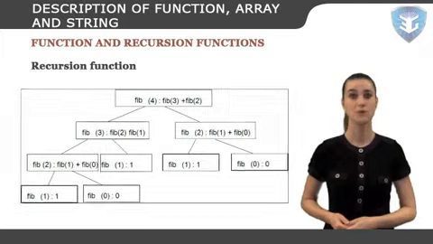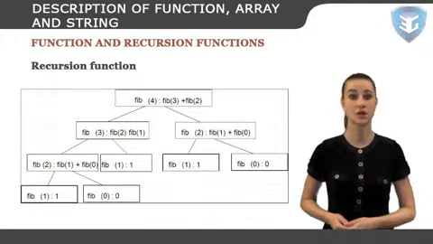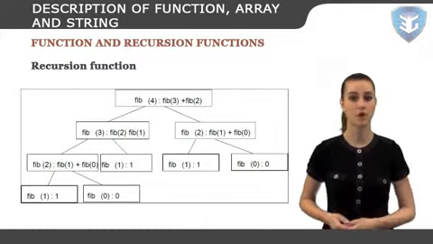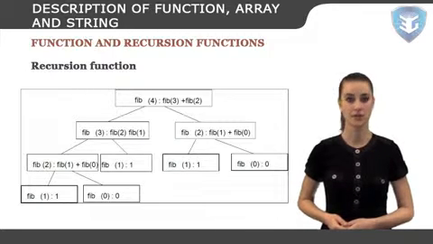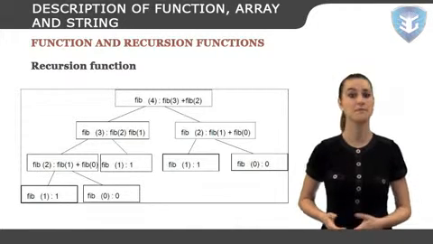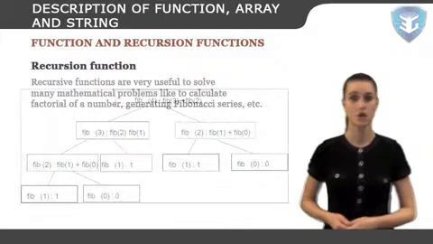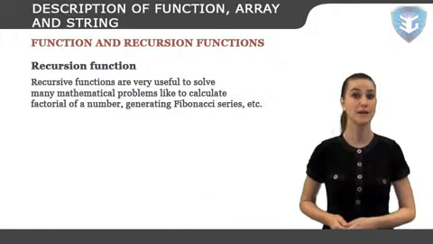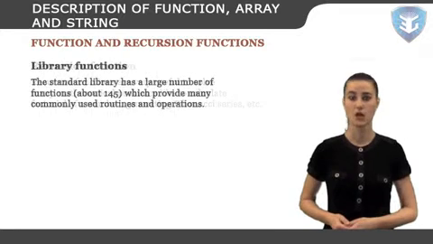Some example prototypes are shown here. Recursion function. In computer science, many problems require a divide and conquer strategy. The technique of recursion uses this strategy. In its simplest form, recursion is a function that divides a problem into smaller problems until the final product can be determined. Computer science was founded on a platform of mathematics and logic. Recursion has been a part of this larger framework for many decades, and it can be found in most computer programming languages today. Recursive functions are very useful to solve many mathematical problems, like to calculate factorial of a number, generating Fibonacci series, etc.